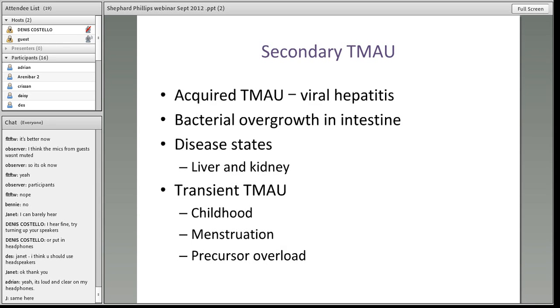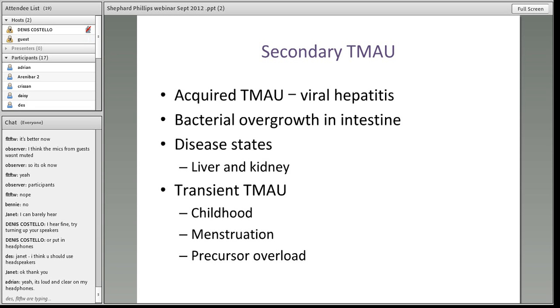So that's primary TMAU, a direct correlation between your genotype and the FMO3 protein. But there is another form of trimethylaminuria. We call this secondary trimethylaminuria. And these forms are less well understood. They may well have, and do have, a genetic component, but they also have an environmental component. So these are much more difficult to investigate. There isn't just a clear-cut genetic effect. The environment comes into this, just like it does in disorders for diabetes or other disorders.